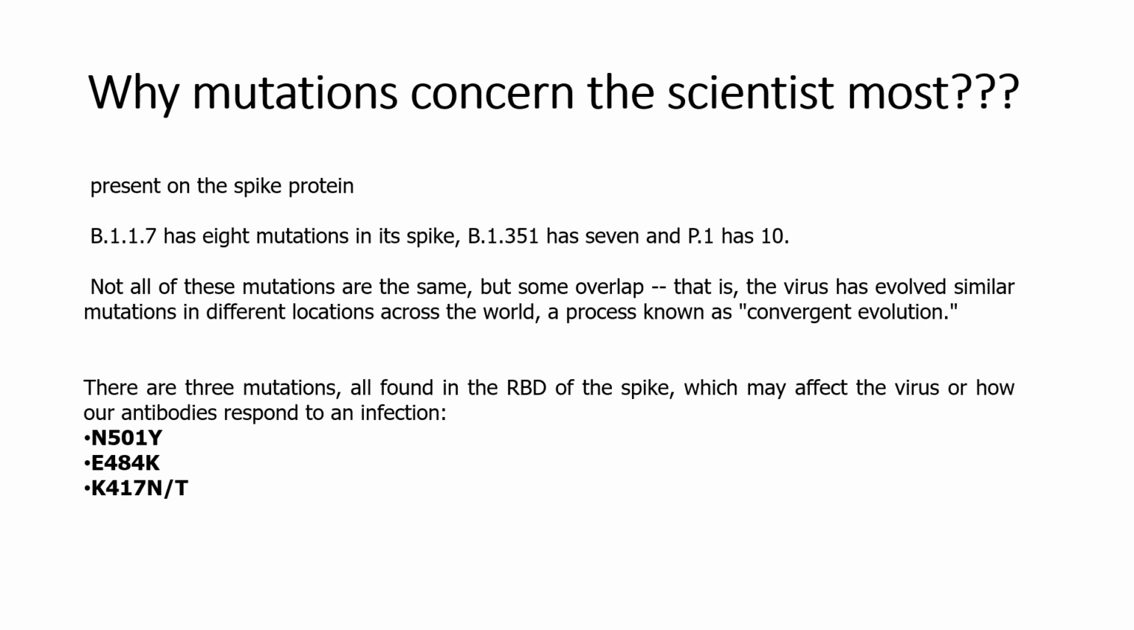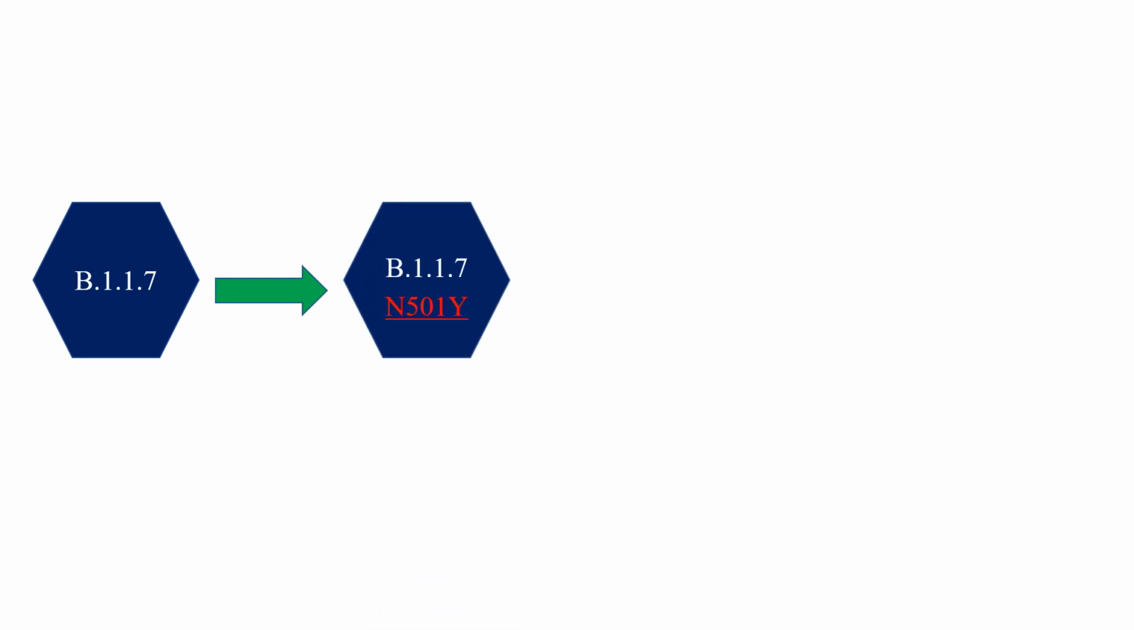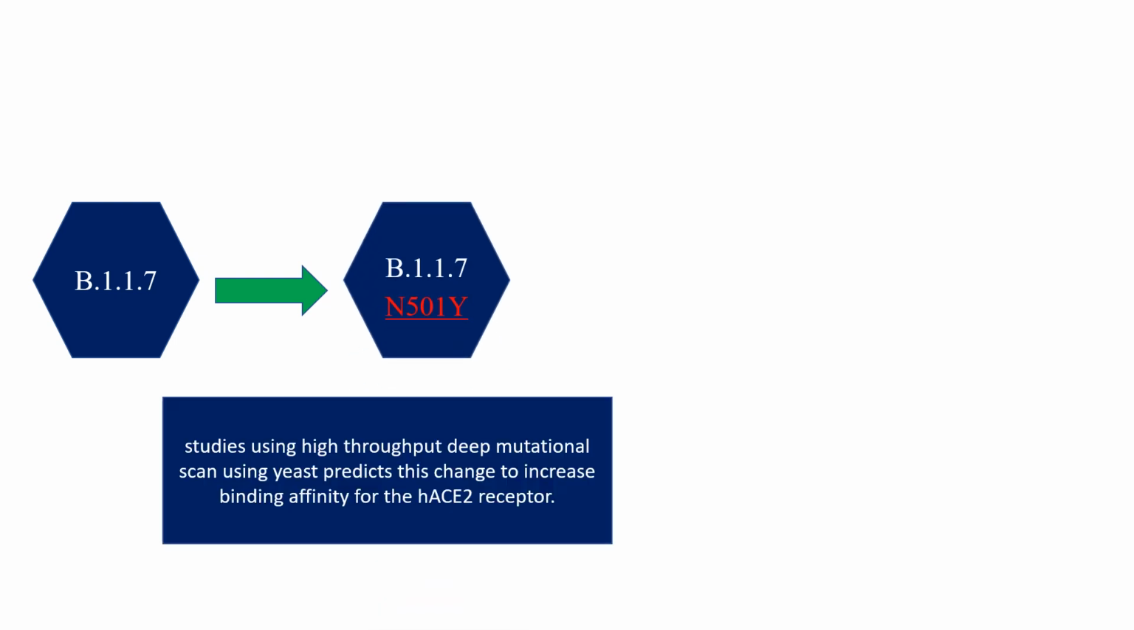There are 3 mutations which are mostly found at the receptor binding domain of the spike protein, and these mutations are N501Y, E484K, K417N or T. Suppose this is one strain, that is B117, which is commonly known as the alpha strain, and this has been mutated to B117 N501Y. Studies have found through deep mutational scanning that this has an increased binding affinity for the human ACE2 receptor. Hence that's why we saw that the second wave was worse.